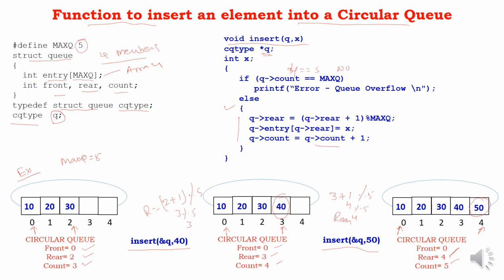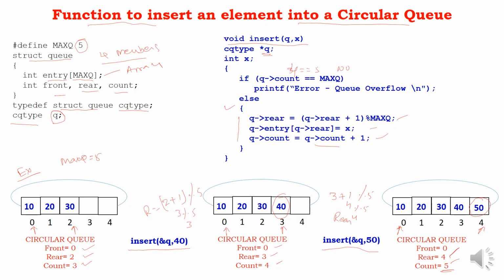Count is increased by 1. Previous count is 4. 4 plus 1, 5. So these three statements have been executed. Rear is rear plus 1 mod max q. Entry of rear is x and count is increased by 1, count is count plus 1.